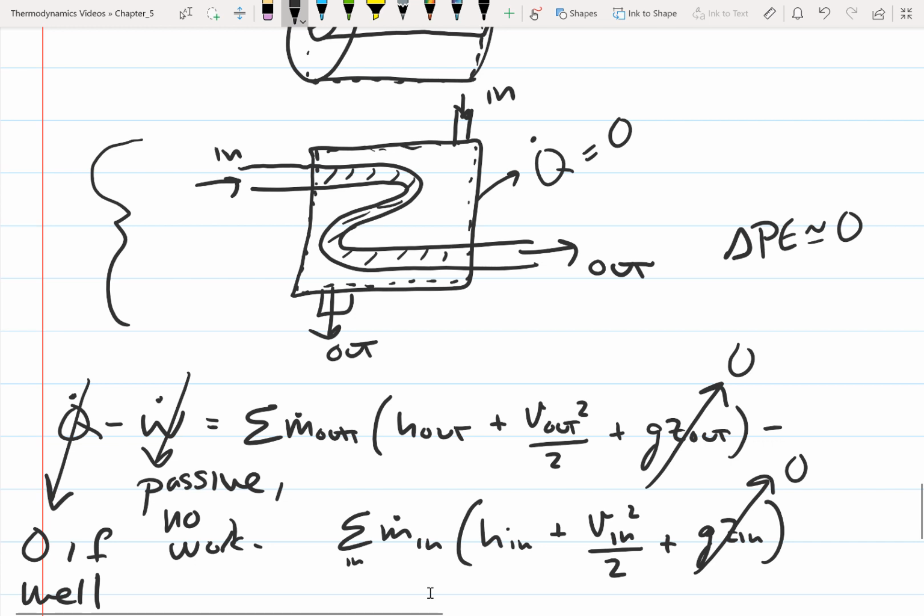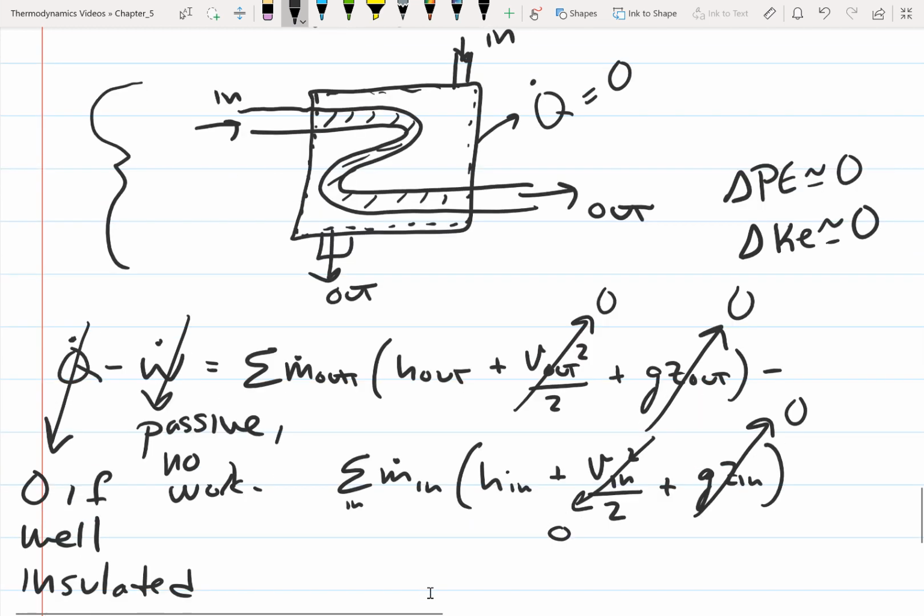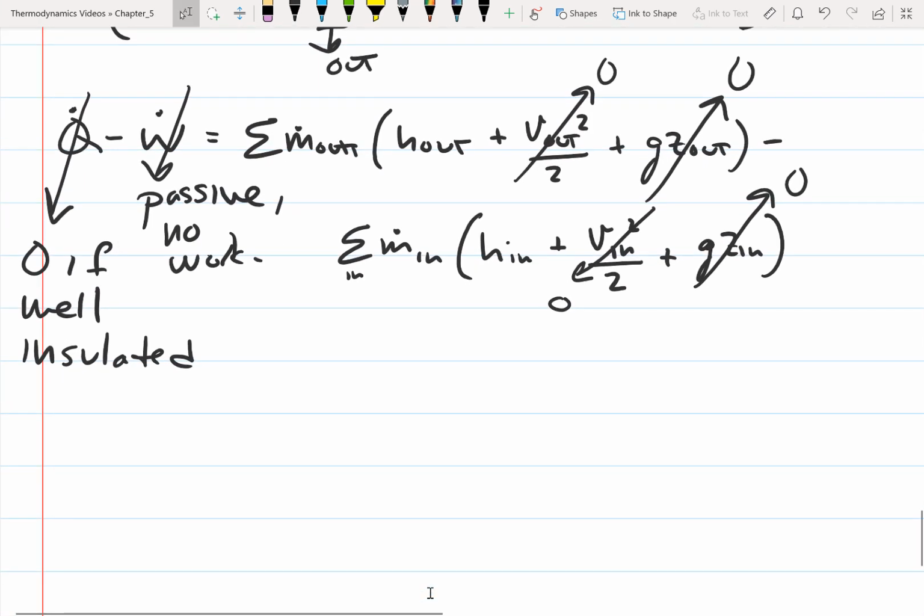And then often the velocities through these heat exchangers are pretty slow and they're not really changing. So that means that the change in kinetic energy is also approximately 0. So that means that these two terms are often 0 as well. So let's rewrite this equation.